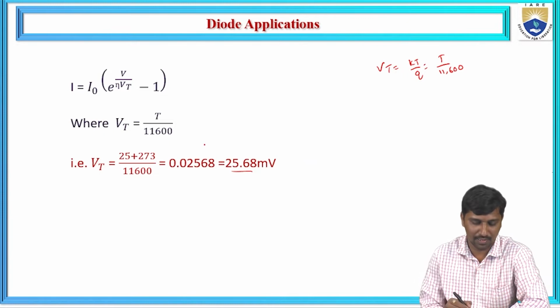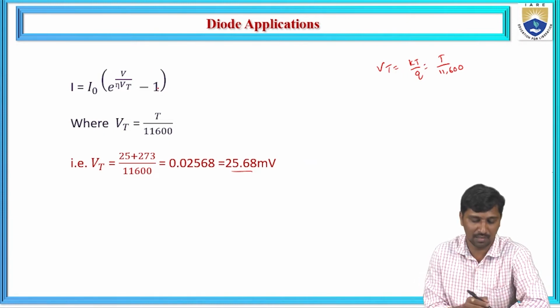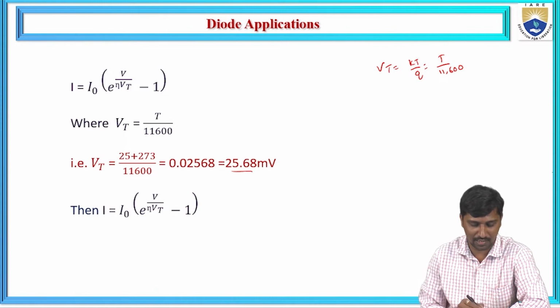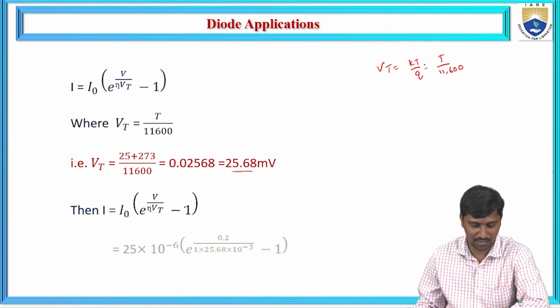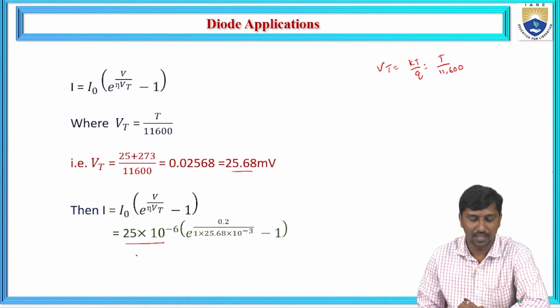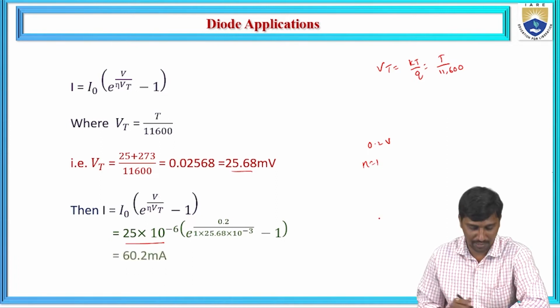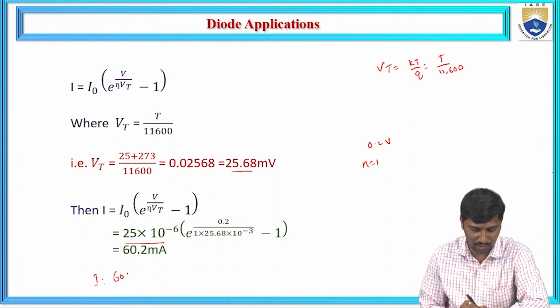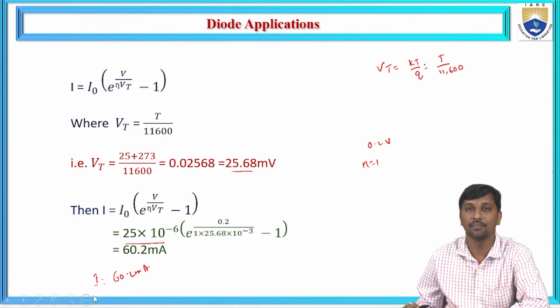Now we can substitute this Vt value and the I0, then we can determine the current I. Hence I is equal to I0 into e power V by eta times Vt, minus 1. Just substitute: I0 value is 25 microamperes, 25 into 10 to the power minus 6, e to the power of V, they given 0.2 volts, and eta I assume 1 here, 1 into 25.68 into 10 to the power of minus 3, then minus 1. Then it gives the current I equal to 60.2 milliamperes.